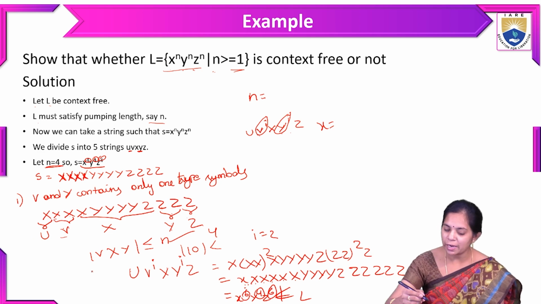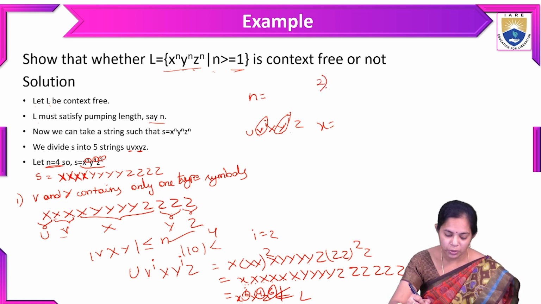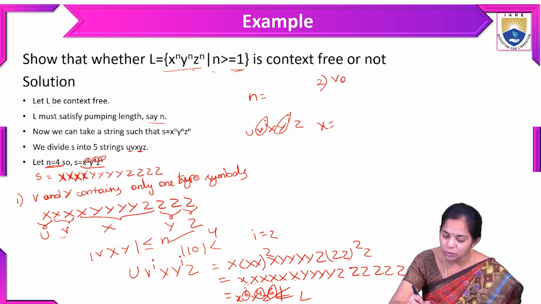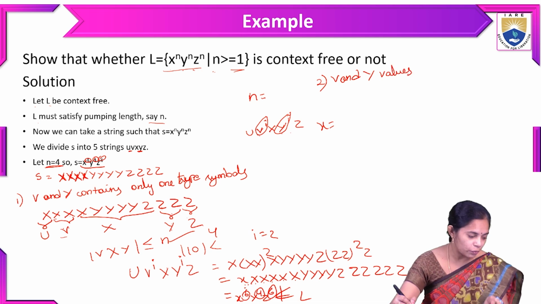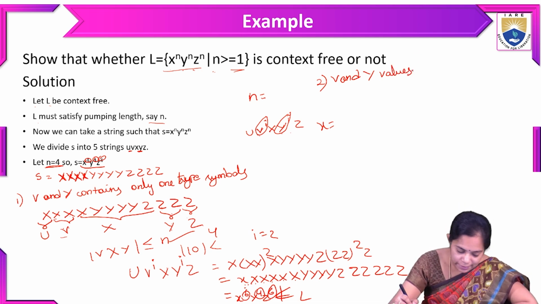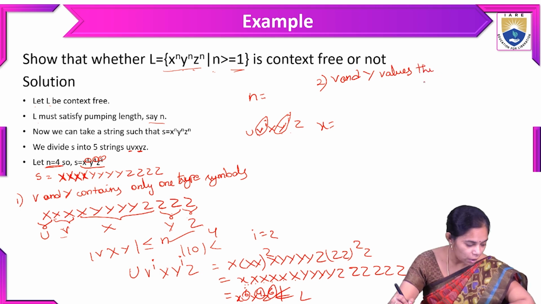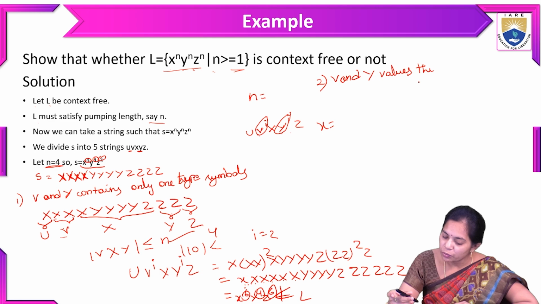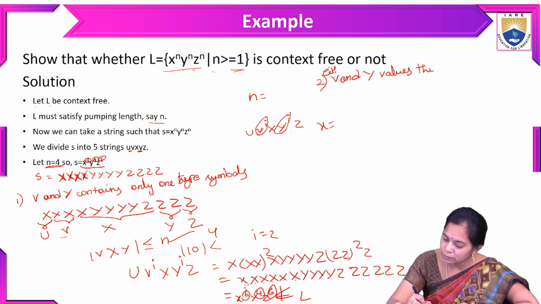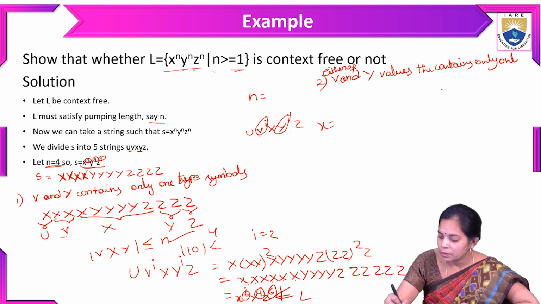So this is one case, and we will check the second case. In this second case, either of the v and y values contains only one symbol. So this is one condition.